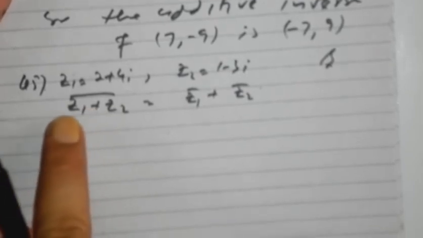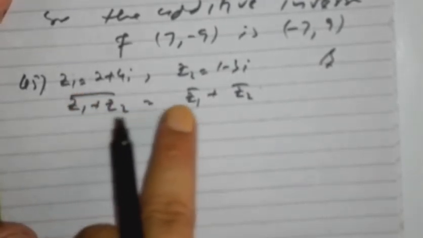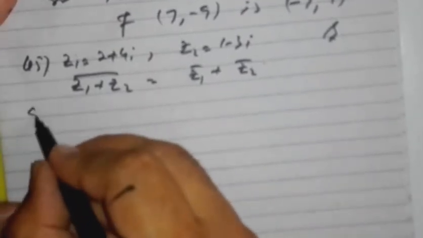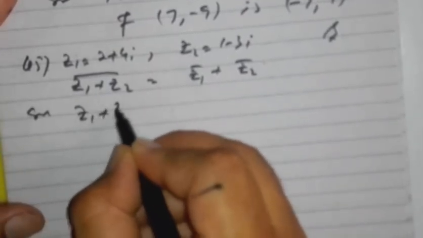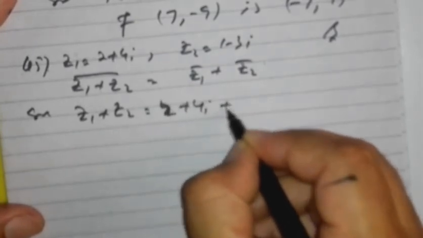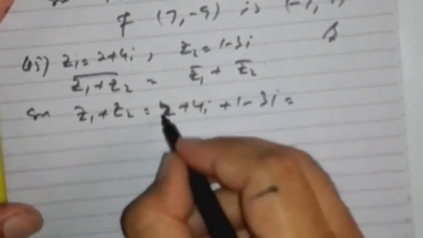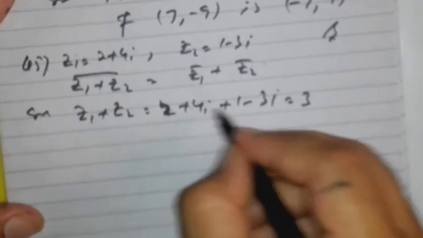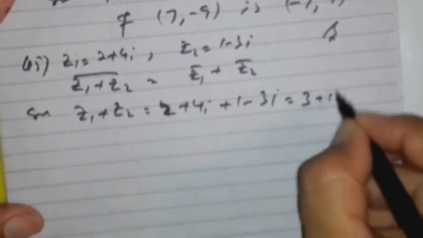Question number 5. z1 equals 2 plus 4 iota, z2 equals 1 minus 3 iota. Prove that z1 plus z2 whole conjugate equals z1 conjugate plus z2 conjugate. So solution, first find z1 plus z2. So we can write 2 plus 4 iota plus 1 minus 3 iota. 2 plus 1 we get 3 and 4 minus 3 we get iota.